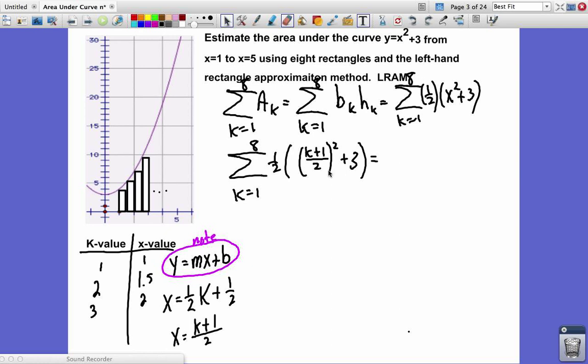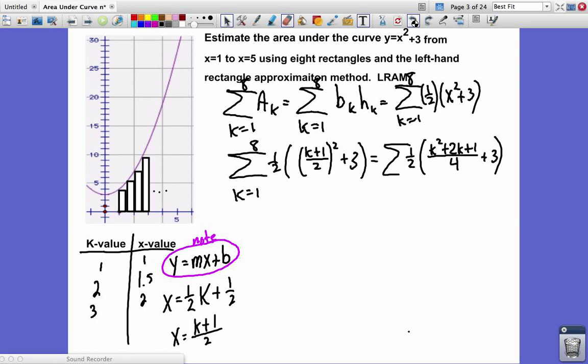So now at this point, we need to expand out the k plus 1 over 2. Remember, a common mistake would be to forget to square the 2 in this fraction. So square top and bottom. So we have 1/2 times k squared plus 2k plus 1 over 4 plus this 3. Please note that this expression x squared plus 3 was in parentheses because that entire expression was the height. So while working through the problem, be sure to keep this whole part of the expression in parentheses and distribute the 1/2 to the whole expression there.